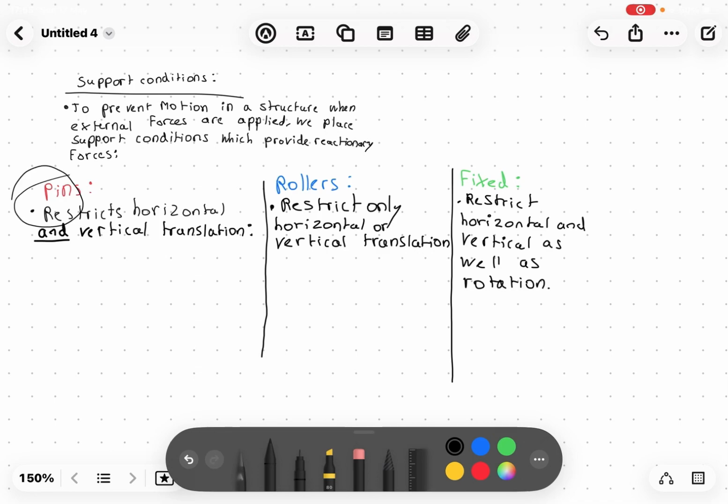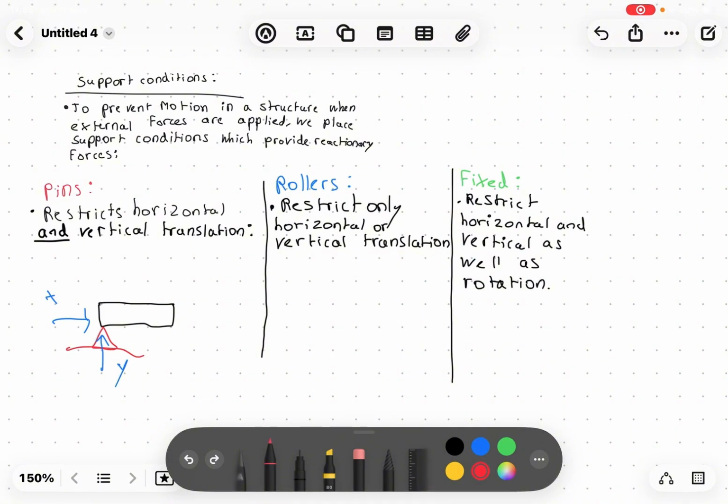The first one is the pin, the most basic one. So you have the pole, and this is the pin. What I mean by conditions is the forces the support has. For example, the pin has forces going vertical and horizontal, so it has the y and it has the x. This is how the pin works. It goes both ways.